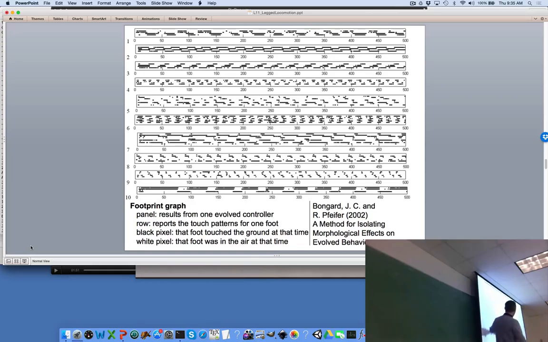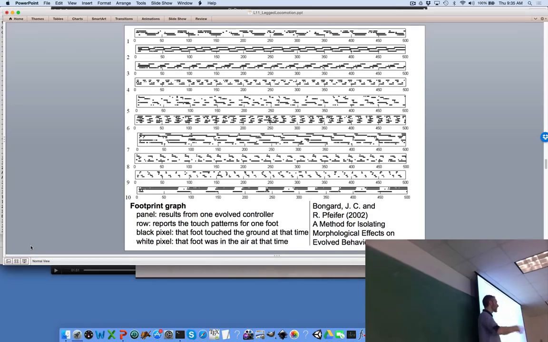So we've got 10 panels here. Each one corresponds to the best gait evolved for that robot. In each of these 10 footprint graphs, the row corresponds to one of the feet, and each column corresponds to one of the time steps in the simulation. So for each neural network, I dropped it into the robot for 500 time steps. Black pixel indicates that that foot was on the ground at that time step, and a white pixel shows that that foot was off the ground at that time step.